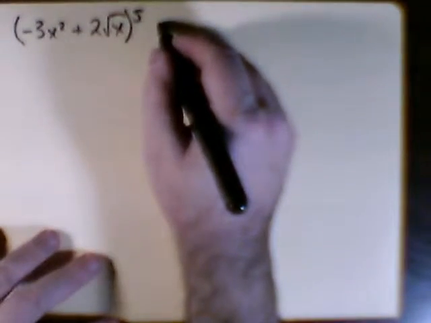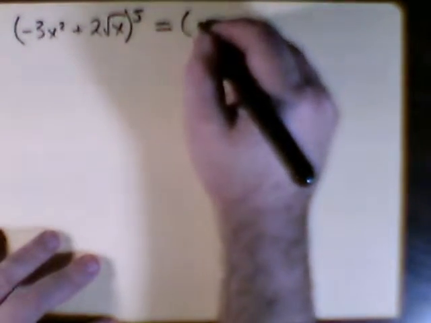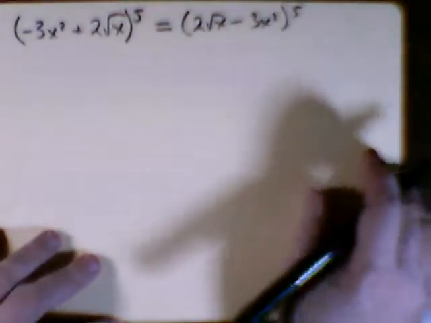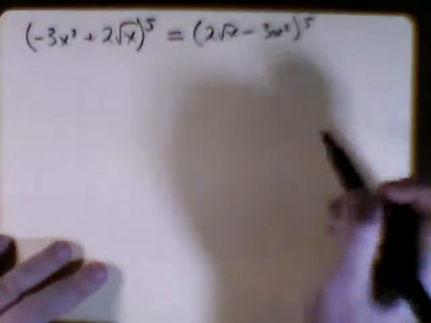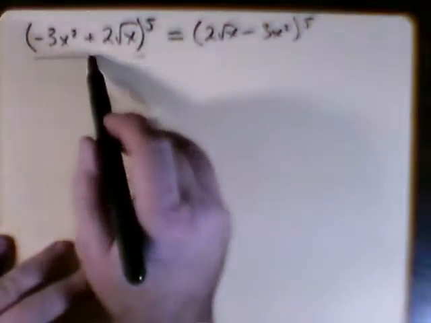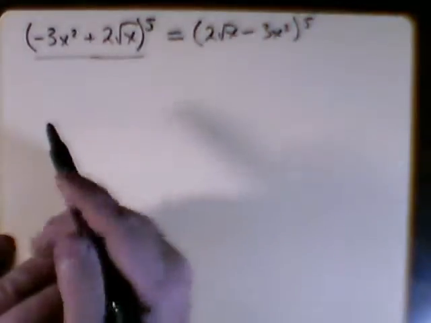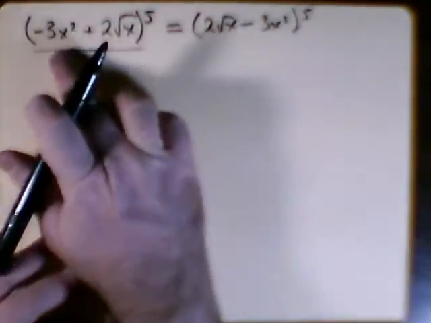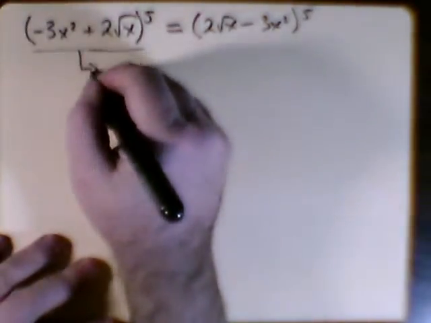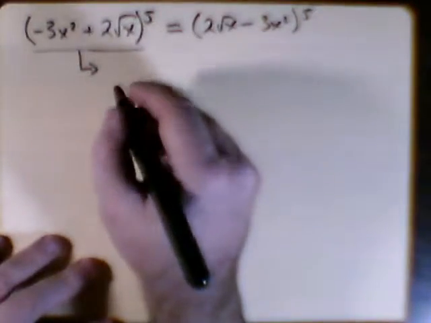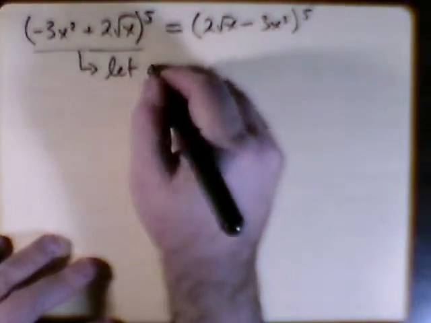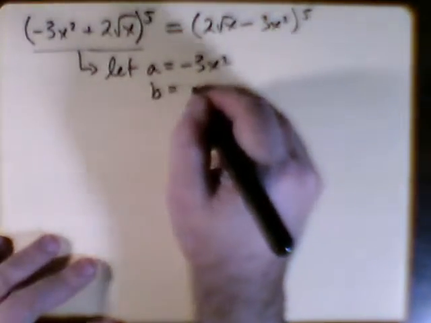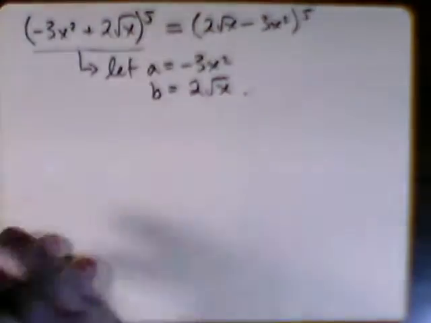We could not lose too much meaning by saying, I don't know, 2 root x minus 3x squared to the power 5. Maybe some of you are saying, gee, why couldn't you write it this way? To be honest with you, I could get away with writing it this way. It's not going to hurt it by writing it that way. So I'm going to keep it in this kind of awkward looking form, and to show you that it's not awkward at all, we let a equal negative 3x squared, and let b equal 2 root x.